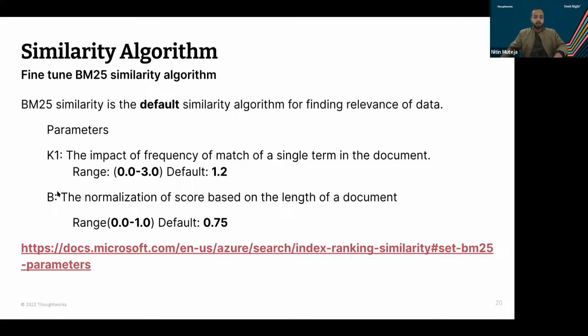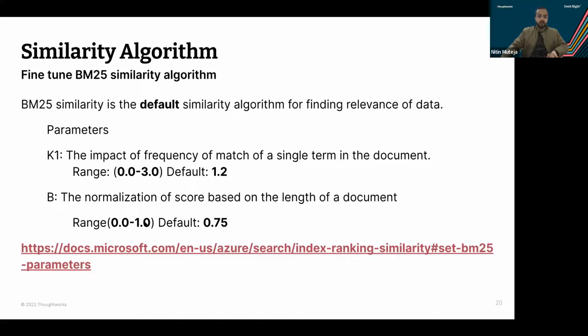The other parameter is called B, which indicates how normalization happens on the length of a document. Say you have a keyword existing maybe 1,000 times in a document that is maybe 17 MB, and you have another document of a few KBs that also has the search term 50 times. How does the normalization happen on the data? Will the document with 16 MB of data get higher relevance, or will the document that is only a few KBs get more relevance? B is a parameter that you can fine tune while searching the results. It ranges from 0 to 1.0, and the default is 0.75.